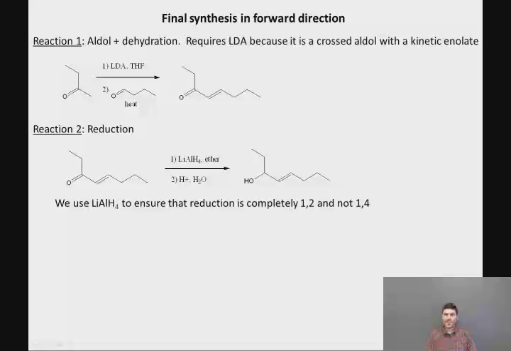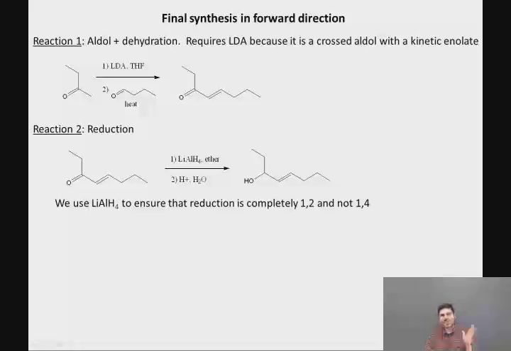So using lithium aluminum hydride, that reduction reaction is fast and irreversible, and we know for sure it will give us just the 1,2 product. As I said, sodium borohydride would probably be okay, but you frequently actually do get a mixture of 1,2 and 1,4 reduction products with sodium borohydride unless you use some kind of co-catalyst.